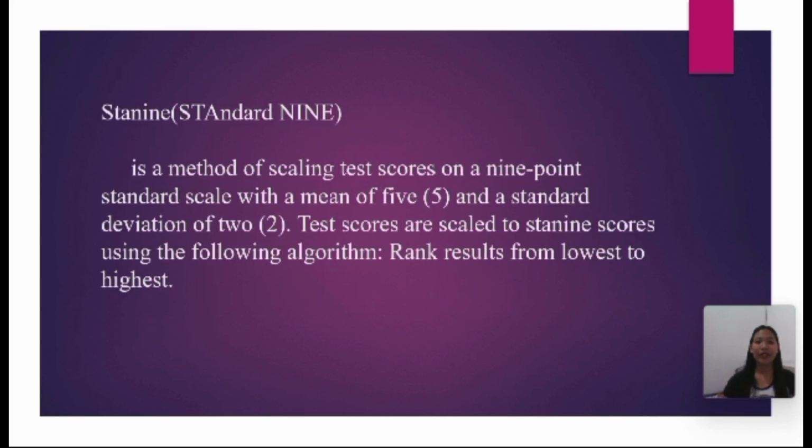Stanine is a method of scaling test scores on a 9-point standard scale with a mean of 5 and a standard deviation of 2. So here are test scores from 1 to 9, where the score of 5 is average. Scores above 5 are above average, and scores below 5 are below average. And the highest score in the stanine is 9.